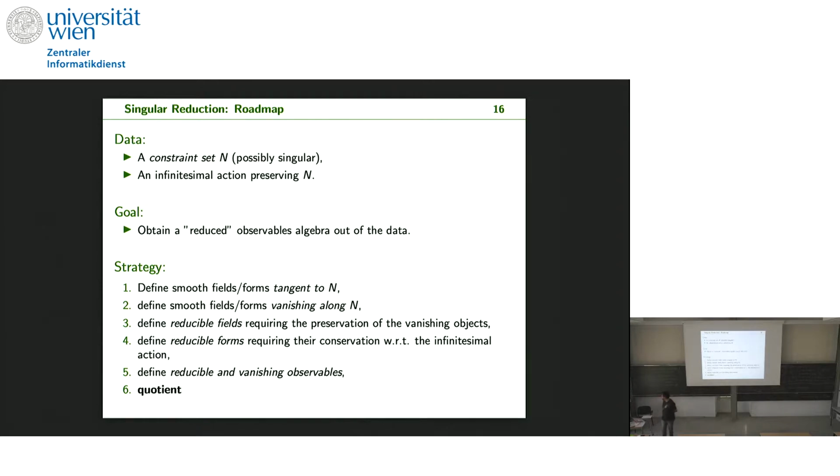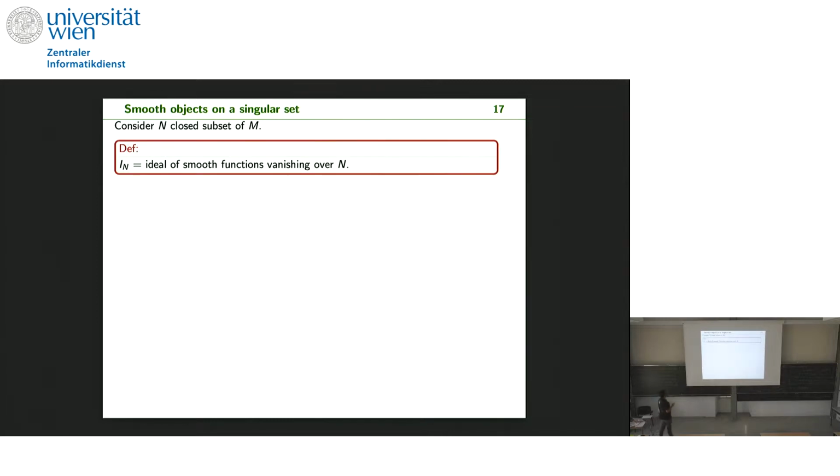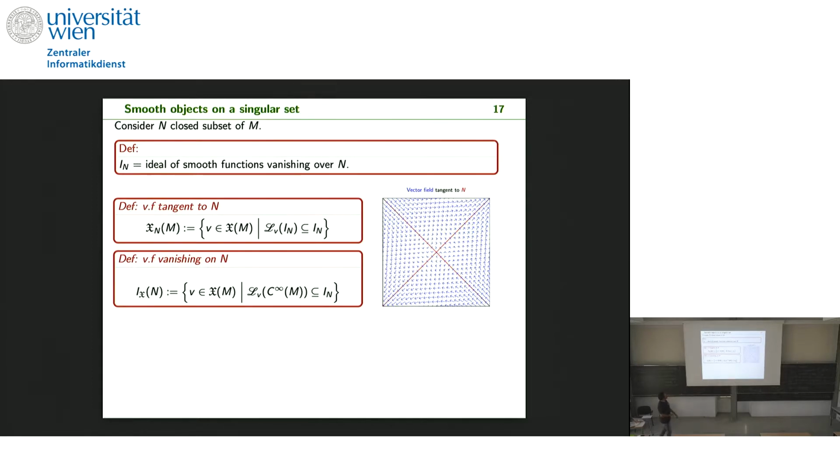So I have time to describe the construction in some detail. The first step was to identify a smooth object on a singular set. So consider N to be any closed subset of M. Now introduce the ideal of smooth functions vanishing over N. We use this ideal as a device to identify vector fields tangent to N. In particular, a vector field tangent to N is a smooth vector field over M such that it preserves the ideal of functions vanishing over N.